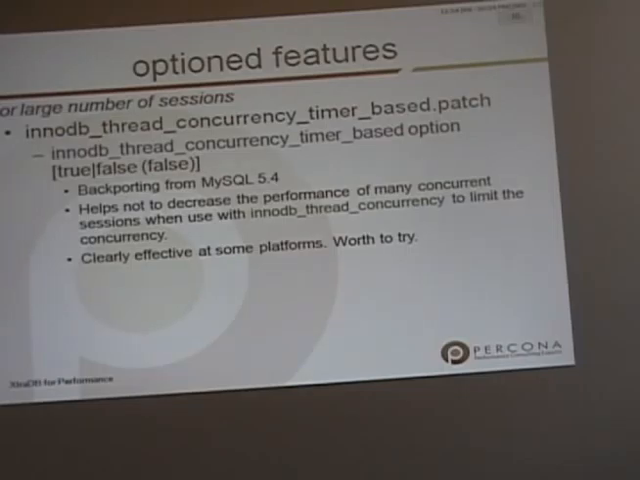If you use a huge number of threads at full power, you may use the option InnoDB thread concurrency. When you use InnoDB thread concurrency, you may feel the throughput is decreased from the top value. The InnoDB thread concurrency time-based option is backported from MySQL 5.4. It may have such cases. I think it is worth a try.